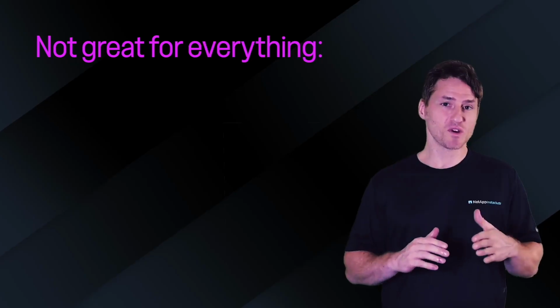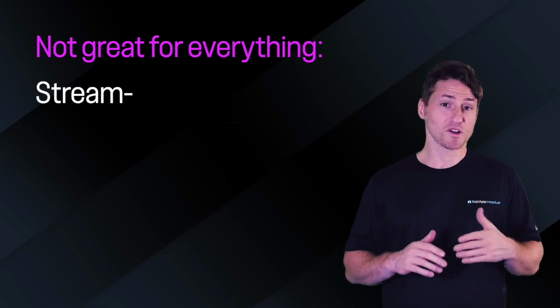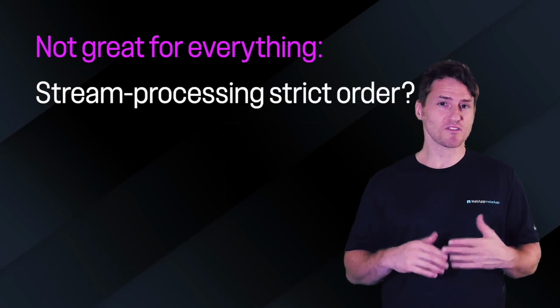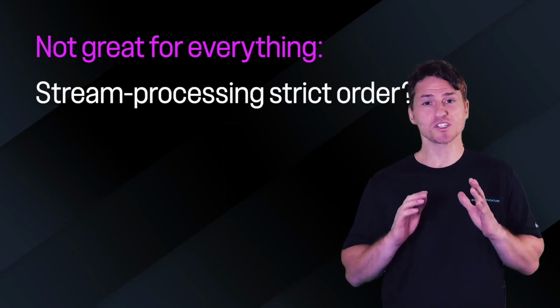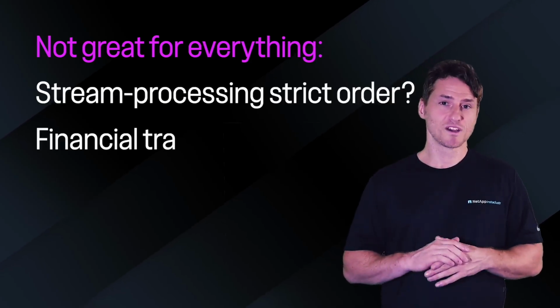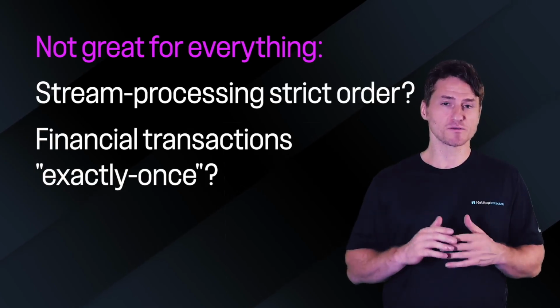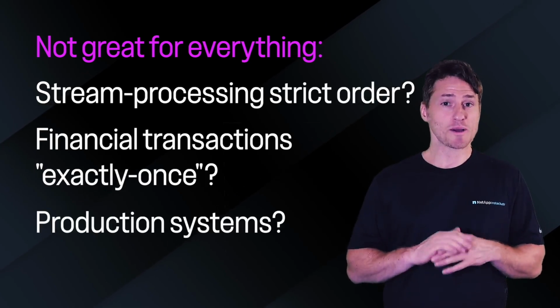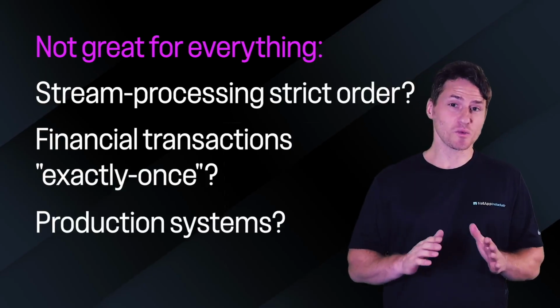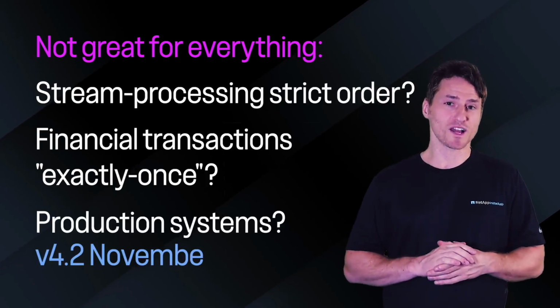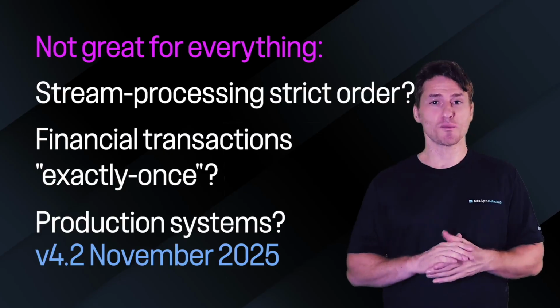But it's not great for everything. For example, are you doing stream processing that requires strict ordering? Well, you should stick with traditional consumer groups. Are you doing financial transactions that need exactly-once delivery? Well, you should wait for a future version. How about production systems? You should definitely wait until GA in version 4.2, which is targeted for November 2025.